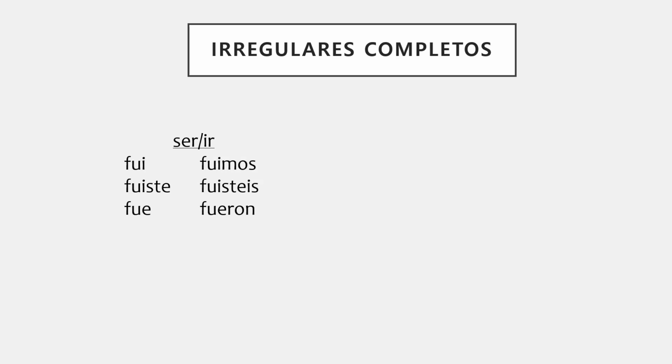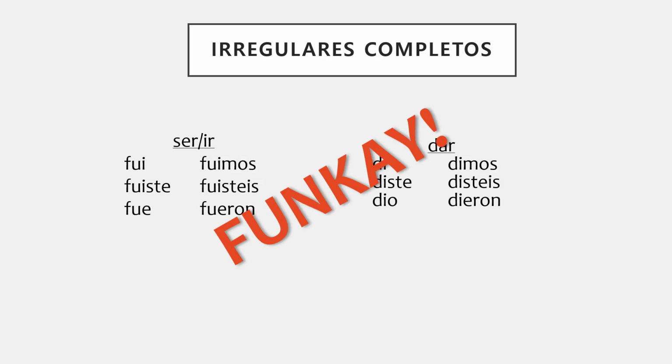But wait, that's not all. Dar also is part of this funky party. Despite being an AR verb, it uses endings that look remarkably similar to ER, IR endings. Of course, it is missing accent marks because it's an irregular verb. I don't know about you, but I would say these three verbs are certifiably funky.